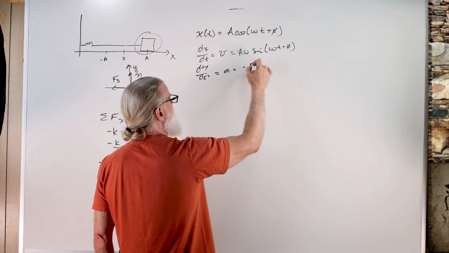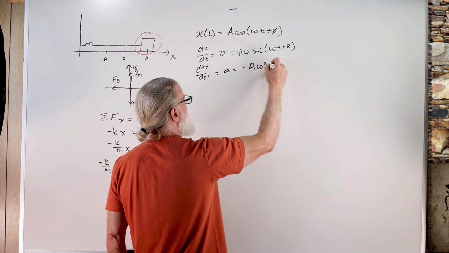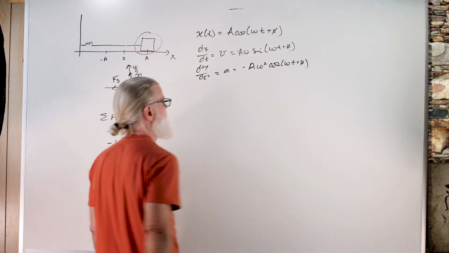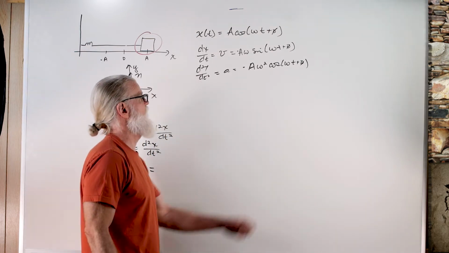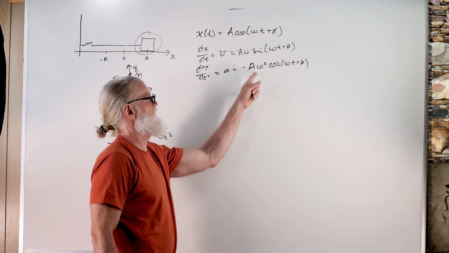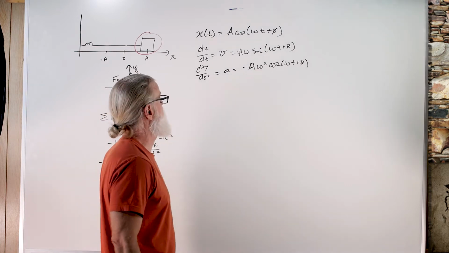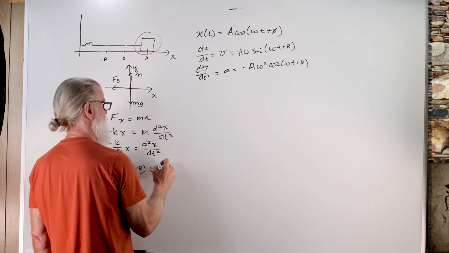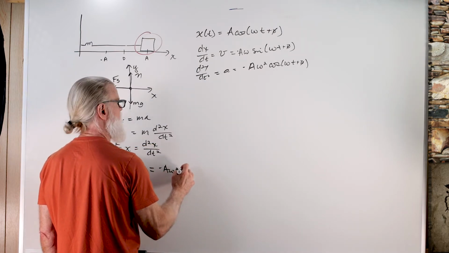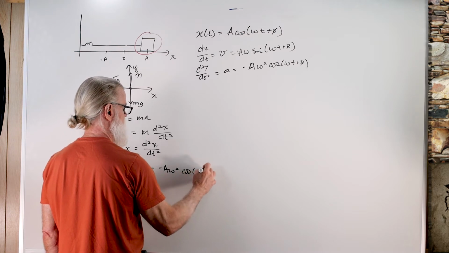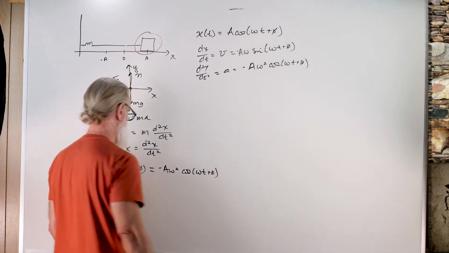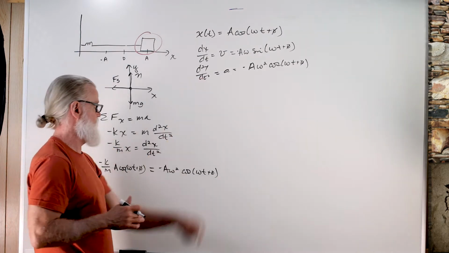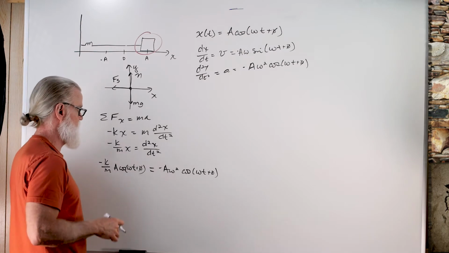All right, so minus A omega squared cosine(omega t plus phi) is the second derivative, right? And keep in mind, that's the maximum speed of this oscillator, and that's the maximum acceleration. All right, well, let's plug that in. So this is the second derivative, and it's minus A omega squared cosine(omega t plus phi). Are they equal? Because they have to be equal if that's the solution.